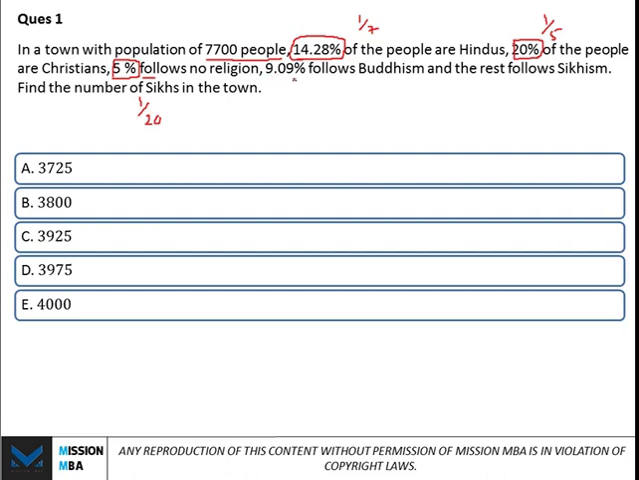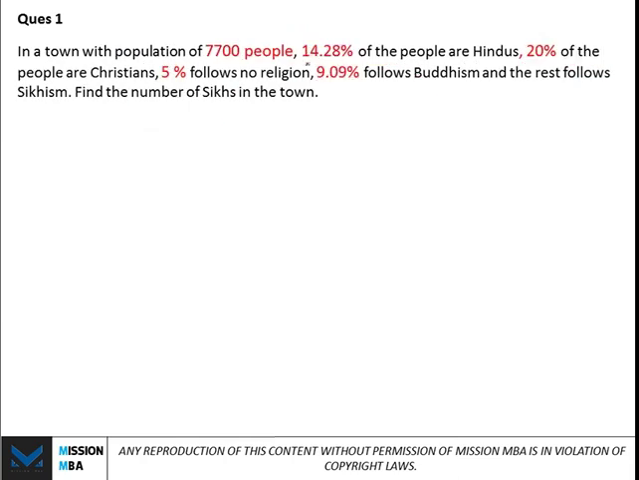And then you have 9.09%. This interchanges with 11 if you remember. So this is 1 by 11, right? Find the number of Sikhs in the town if the rest follows Sikhism, right? Let's focus on the numbers and try to calculate. So, first thing guys, 14.28% are Hindus.